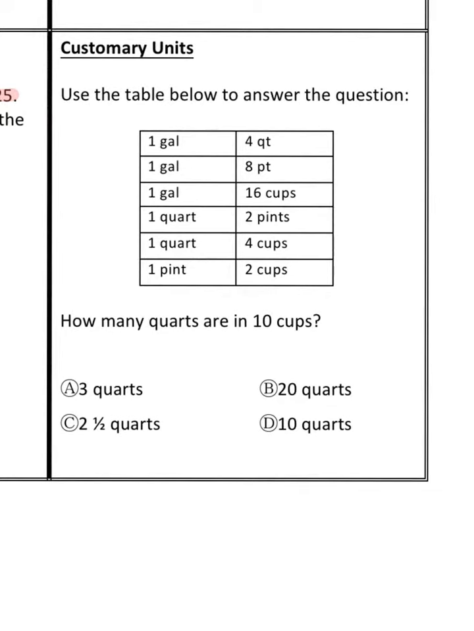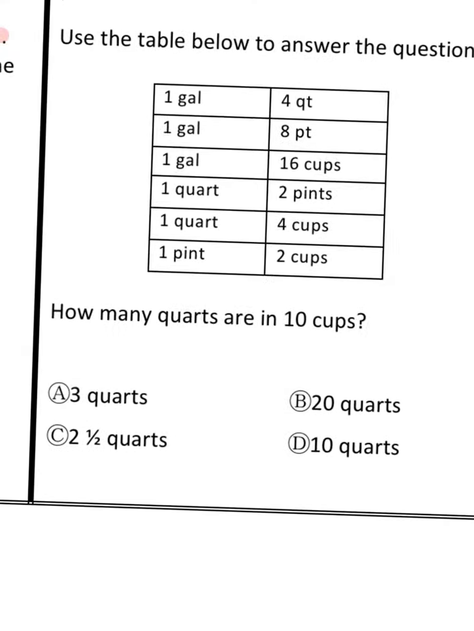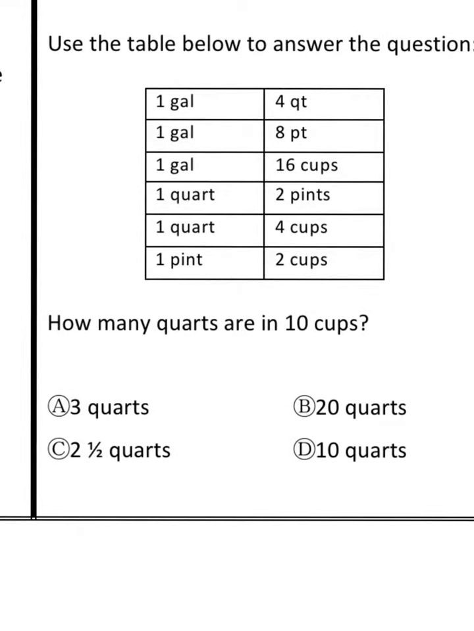Okay, use the table below to answer the questions. And the question says, how many quarts are in 10 cups? So we're going to set this one up with dimensional analysis here. Okay, remember the steps. Step 1 is get this amount written as a fraction. So I have 10, I'm going to put C for cups, over 1. So that's your first fraction. Step 2, we have to get the second fraction, and we're going to get it from the table above. Since we're changing cups to quarts, we need to find the conversion with quarts in cups, which is right here.